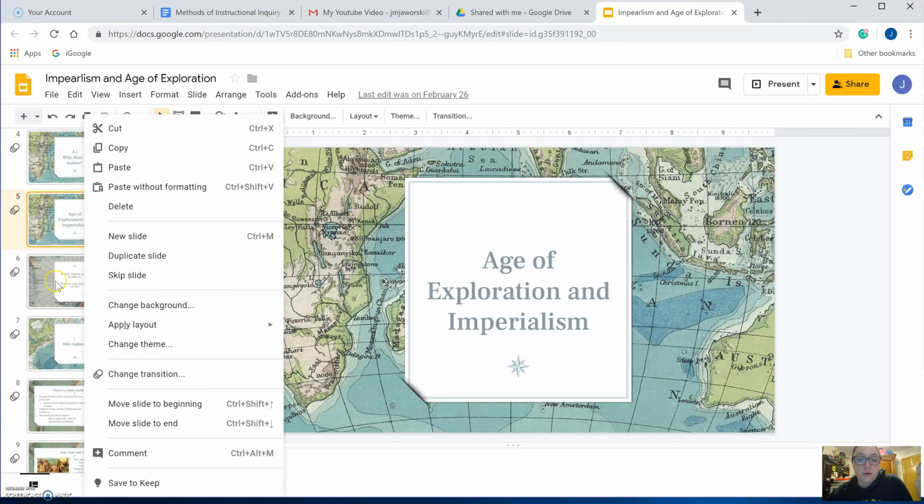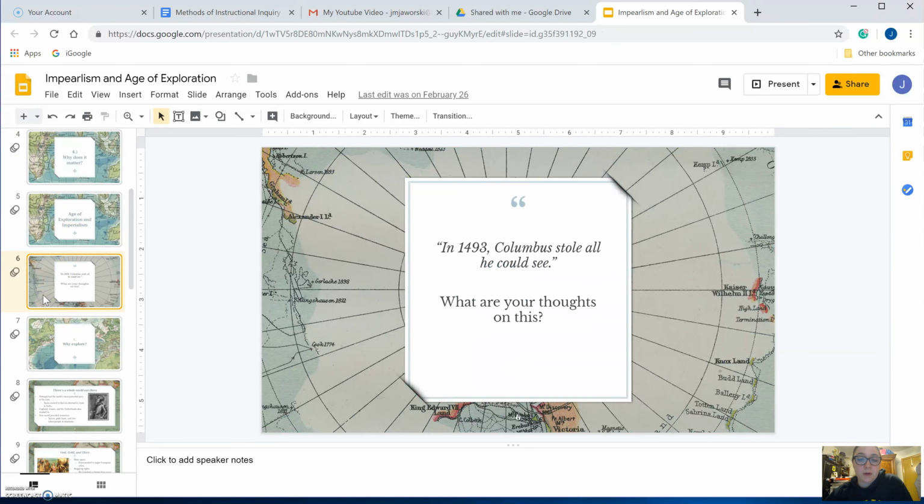So then I would go further into lectures for the Age of Imperialism, and I started off with this quote that I got from Lies My Teacher Told Me by James Loewen, and I thought it was very fitting.